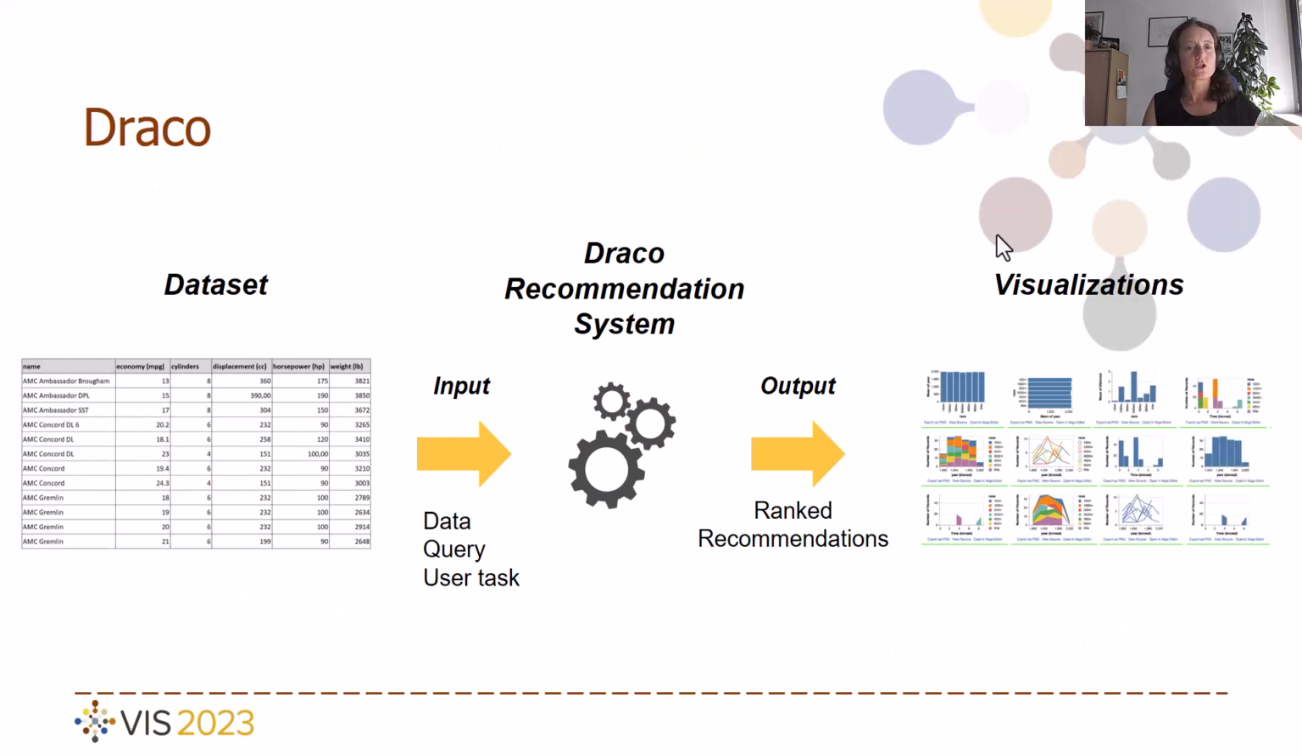A quick introduction to Draco. Draco was published by Moritz et al. in 2019 and is a visualization recommendation system. Draco recommends ranked visualizations, chart types based on Vega-Lite, based on a given dataset, and based on a request which parts of the data the user wants to see.